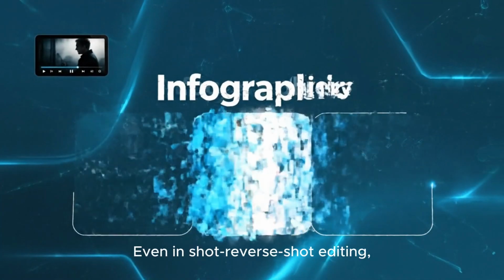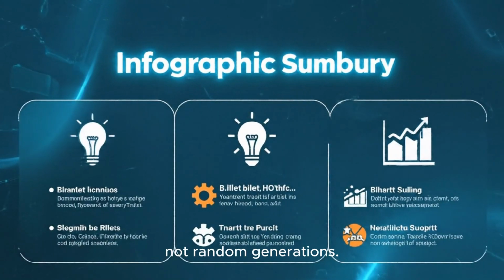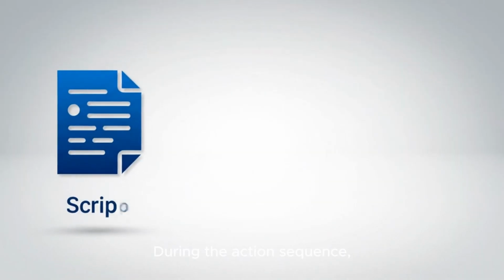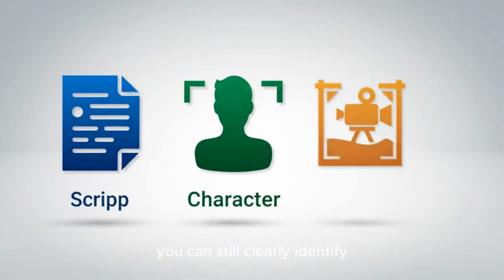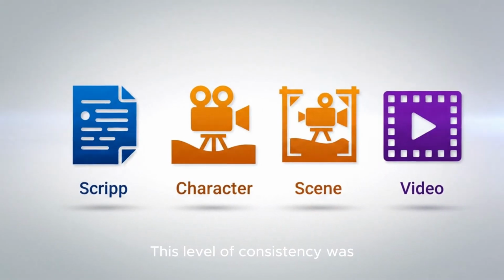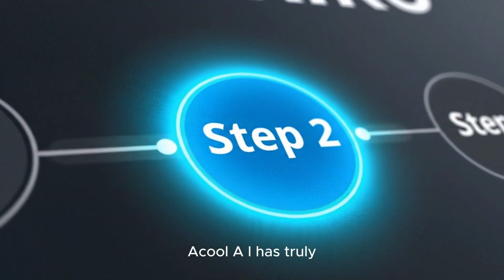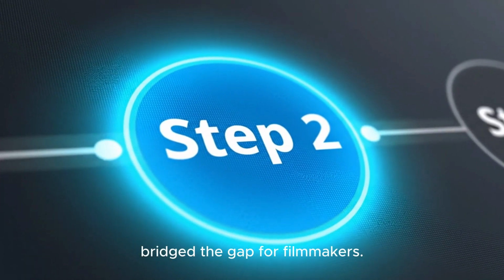Even in reverse shot editing, the characters feel like real actors filmed on a set, not random generations. During the action sequence, despite the fast motion and blur, you can still clearly identify them as David and Ara. This level of consistency was impossible just a year ago. A Cool AI has truly bridged the gap for filmmakers.